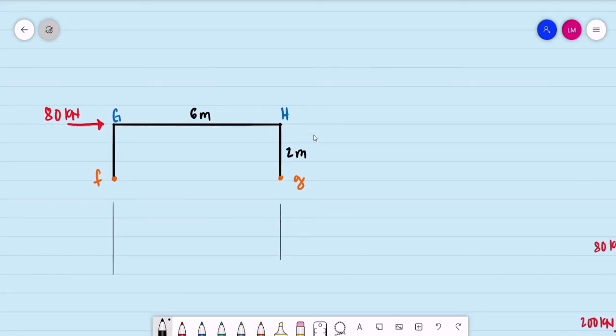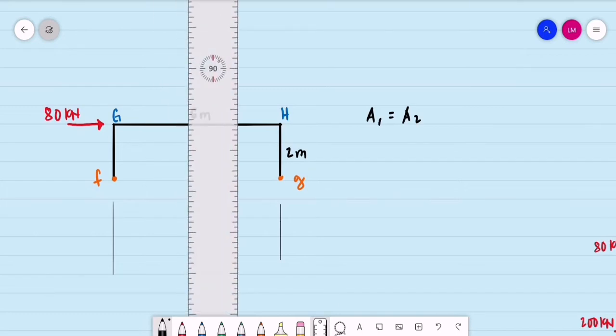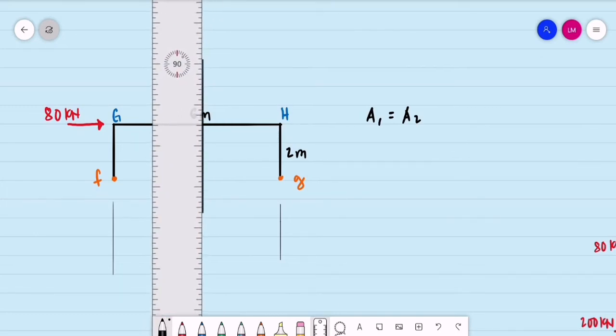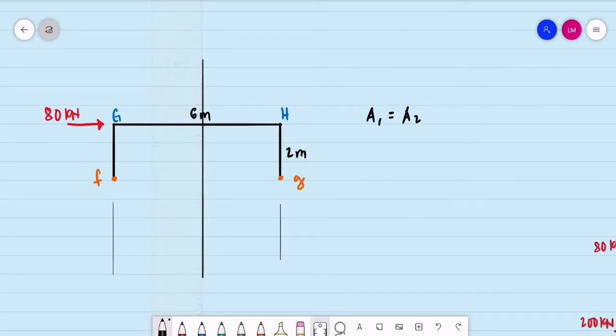Since for this example the cross-sectional area of the leftmost column is equal to the area of the middle column, Area 1 is equal to Area 2. Obviously, the centroid of these two columns is at the mid-span of beam GH. Let's say this vertical line is the center of gravity, or the centroid, of these two columns. All columns to the left of this center of gravity will be under tension. Let's say this is the axial force for column DG. It is under tension, so its direction is downward. And this is the axial force for column EH. It is under compression since it is towards joint H, and it is upward in direction.